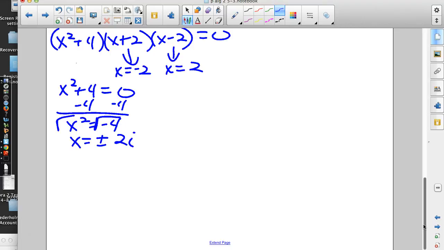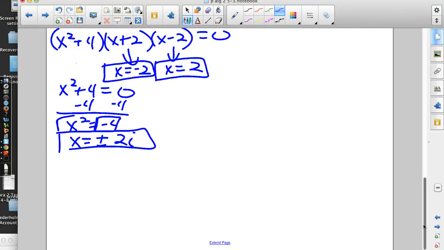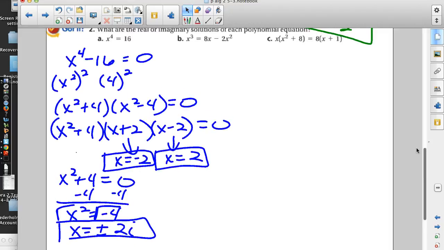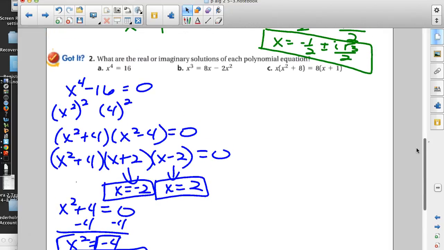Did we get them all? Got 4. 2 and negative 2, and then positive 2i and negative 2i. So that last check works for us there. All right, B.